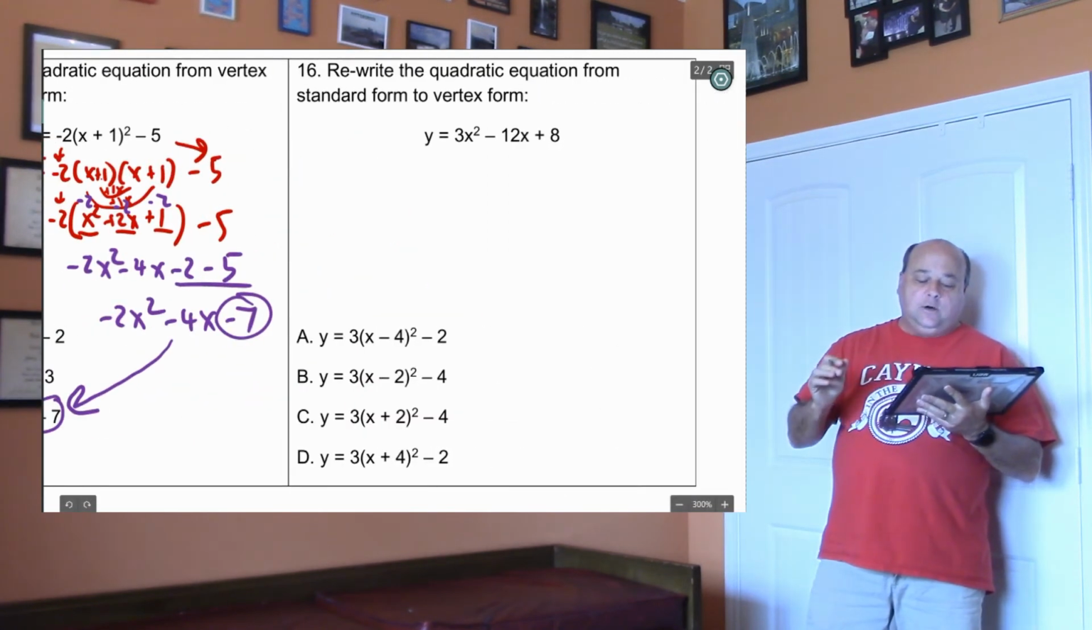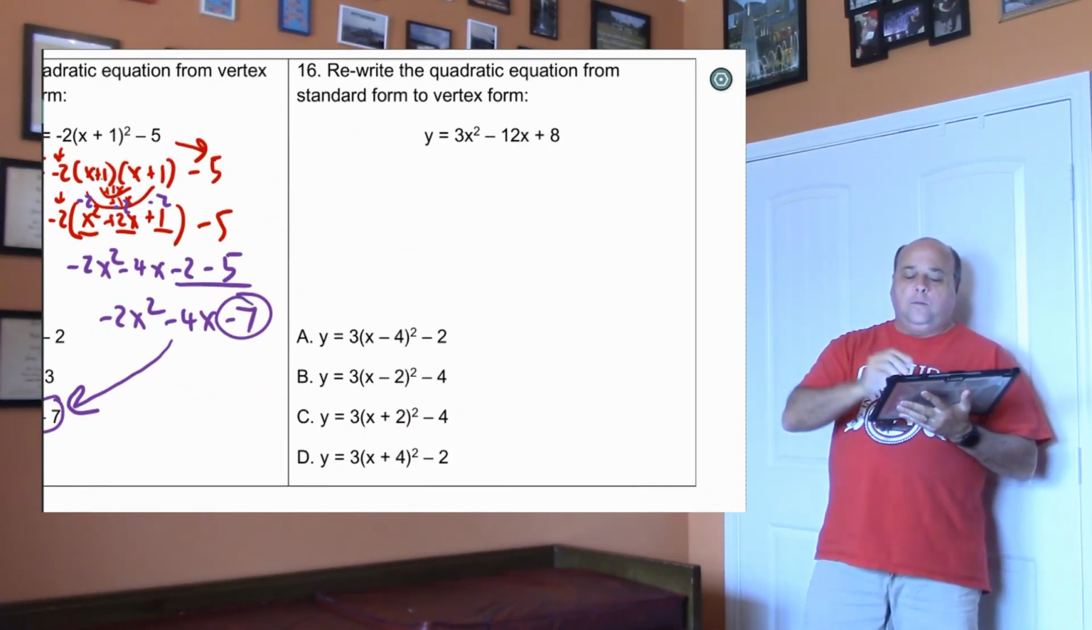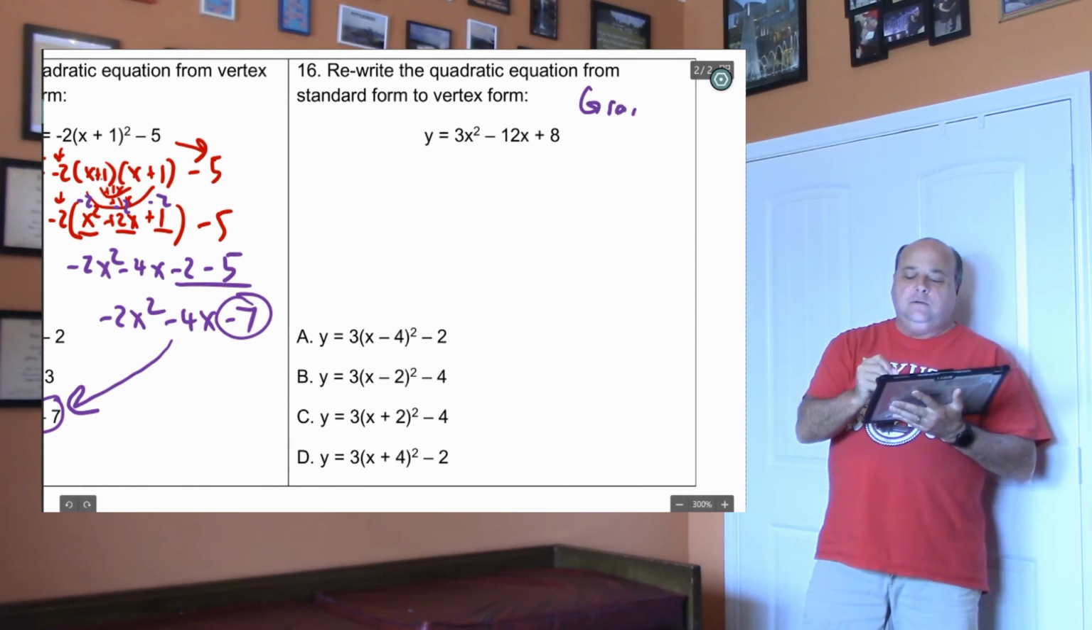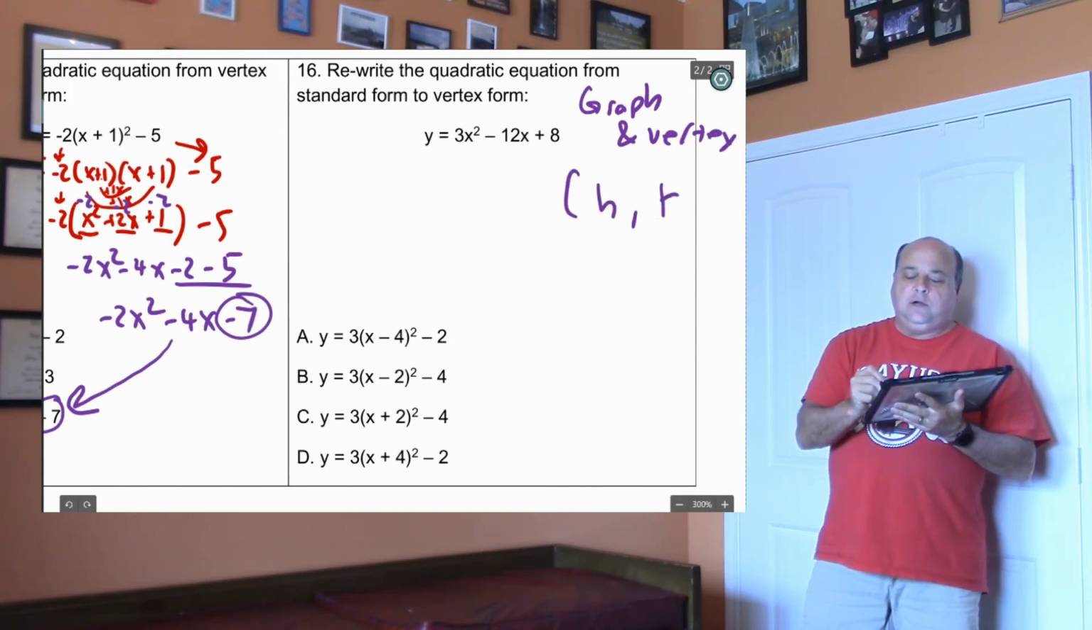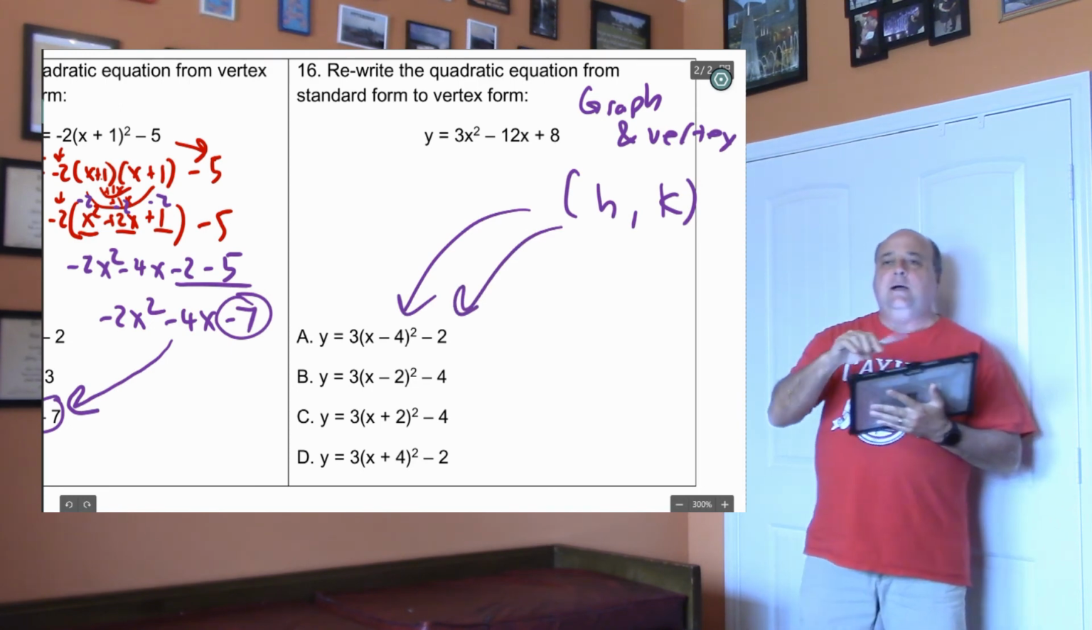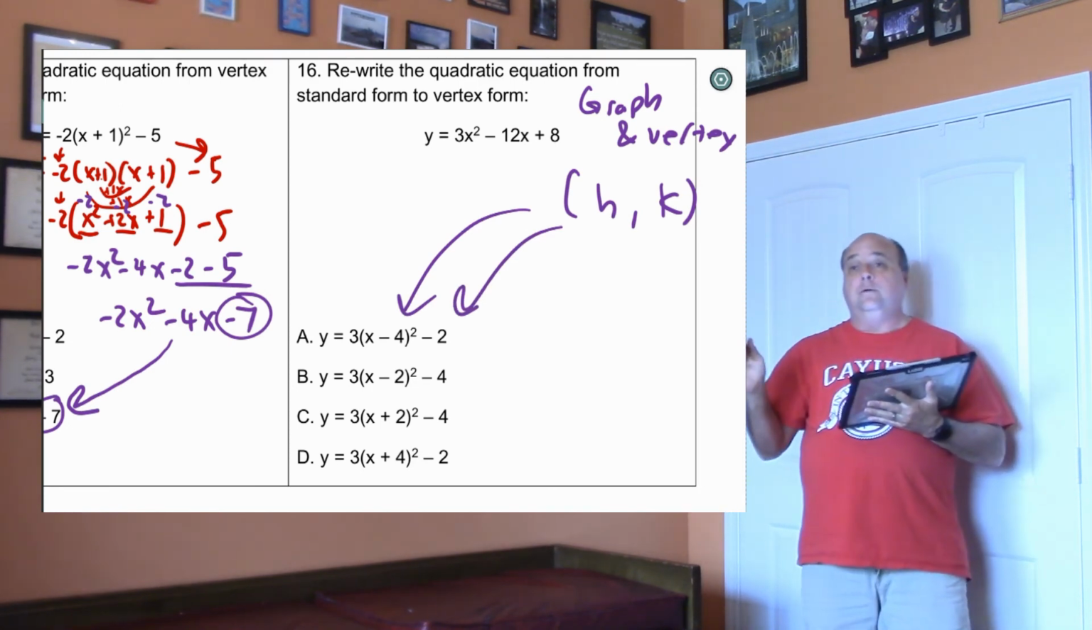Now then on this one right here, we're going to switch it to vertex form. So you would graph this and find the vertex. Trace to the vertex, that's going to be your h comma k, and then see which one matches up to the h and k. I'm going to let you do that on your own, okay?